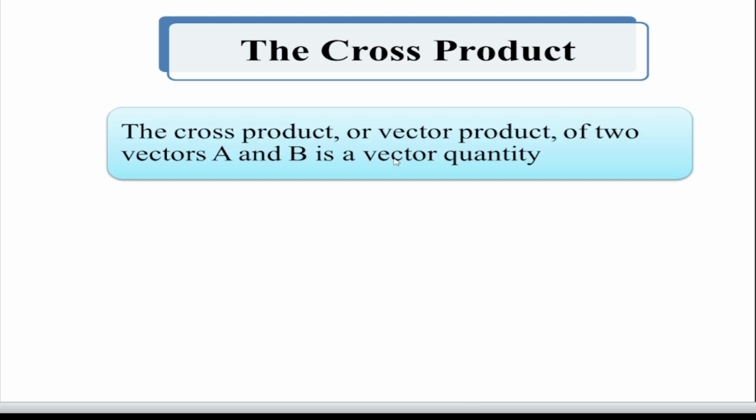The cross product, or vector product, of two vectors, vector A and vector B, is a vector quantity. For instance, the cross product of a velocity vector and a magnetic field vector gives the force experienced by the charged particle moving in the field, okay?